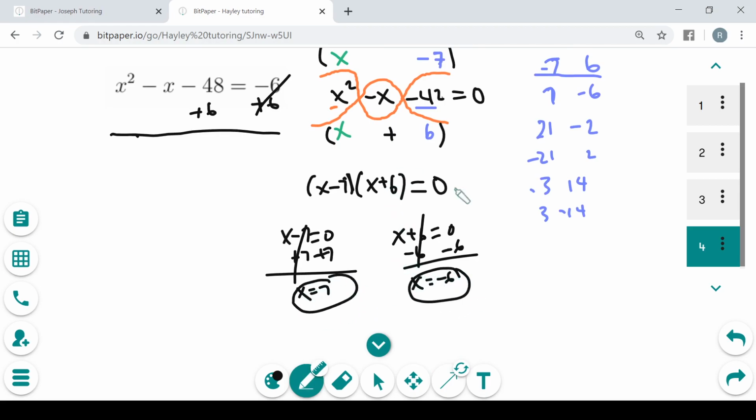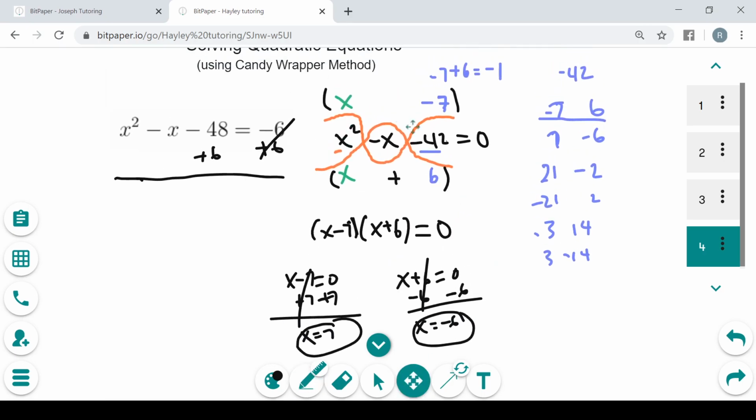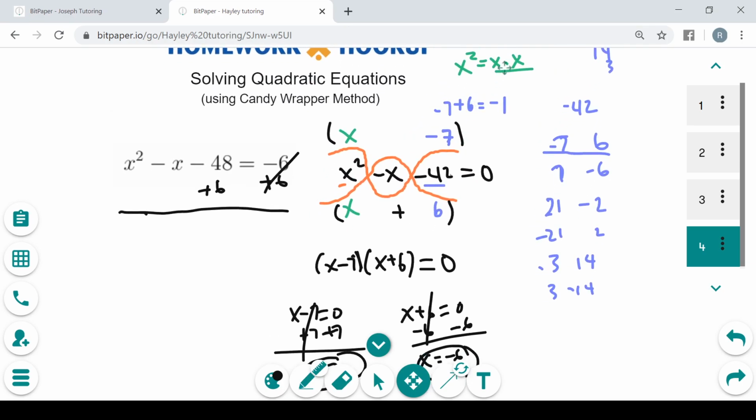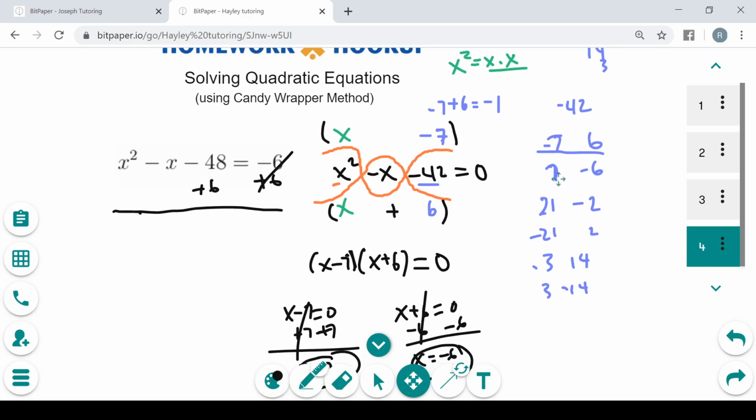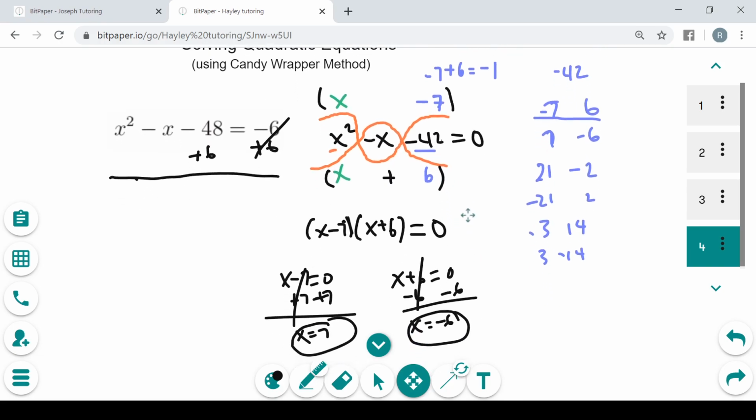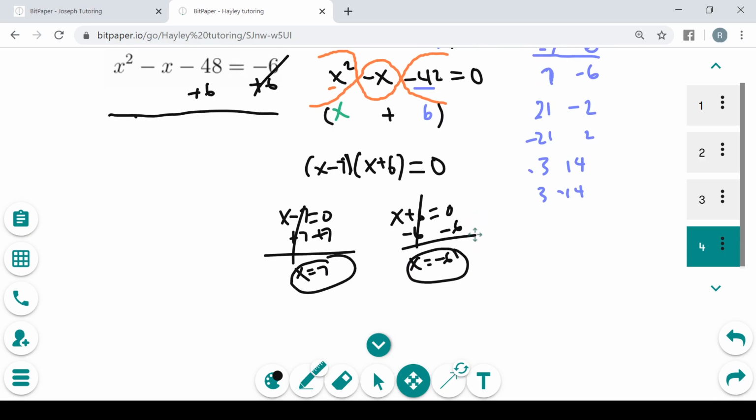Sorry about the confusion. So just really quick, the candy wrapper method. You start off here. You say, okay, what did I do to get x squared? And we found out that for x squared, you get x times x. You look at this guy right here on this side, and you say, okay, I need all the ways to multiply to negative 42, and you list them out. And then this final part is you see which one of these ways, when you add the two numbers together, gets you the number out front of x. So in this case, it was negative 7 plus 6. So that is how you do it. That is how you use the candy wrapper method.